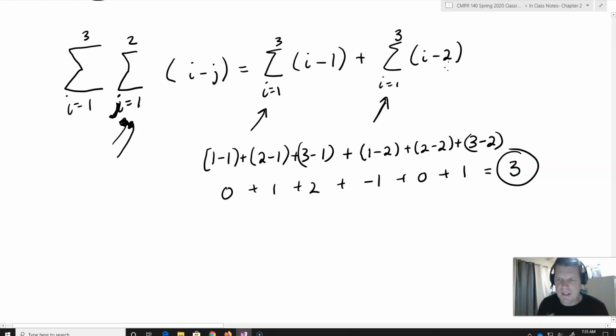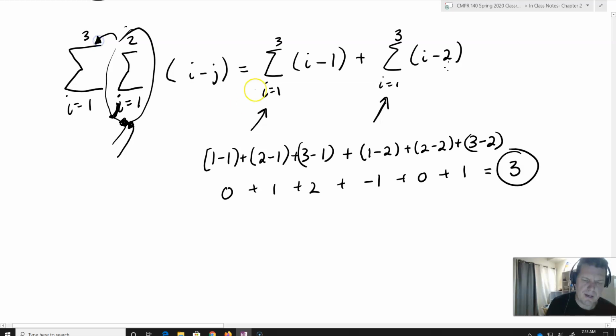All right, so that's how a double sum works. Just remember, with a double sum, you're going to plug in all the values for the inner summation into the terms of the outer summation. So you're going to have however many values you have for the index, between the lower limit and the upper limit of the inner one, that many summations of the outer summation. Okay, and that's how the double summation works.